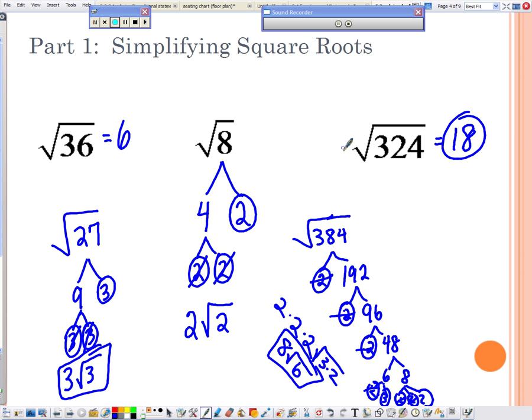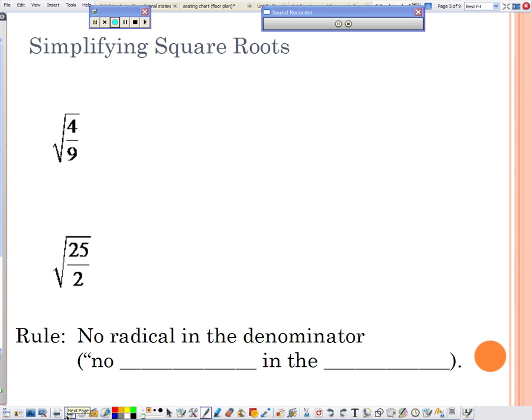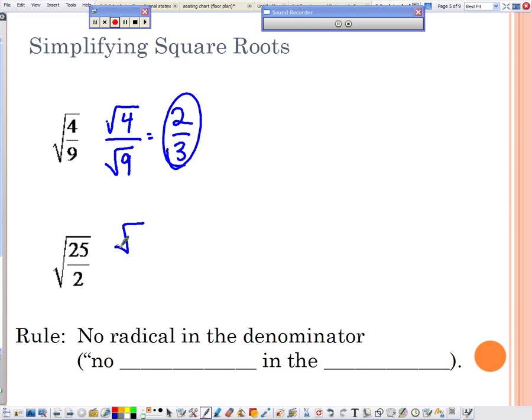All right. A couple of other rules when you're simplifying square roots: if the square root is written as a fraction, you're going to take the square root of the top number and the square root of the bottom number. So remember, the square root of 4 is 2, square root of 9 is 3. So it's 2/3. Okay? Unfortunately, sometimes they don't end up as perfect squares, like the square root of 25 or the square root of 2. Square root of 25 is perfect. That ends up 5. However, the square root of 2 is not perfect.